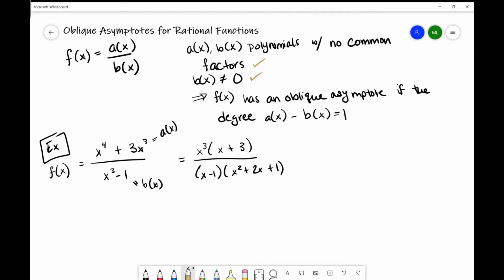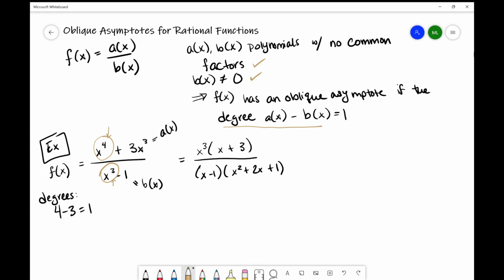Next, let's check the degrees. We need to check if the degree of a of x minus the degree of b of x is going to equal 1. If we look at the highest power, it's right here. This is the degree of a of x. So our degree is 4, and the degree of our second one, b of x, is 3. Obviously, we get 4 minus 3 is equal to 1. So this is the degrees.